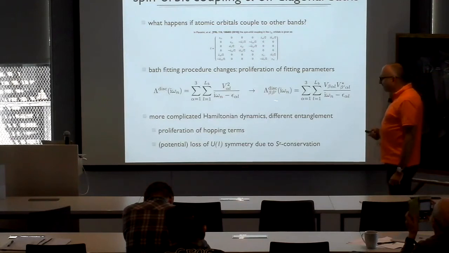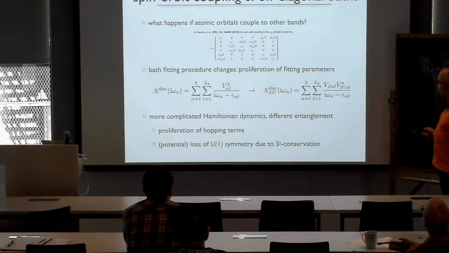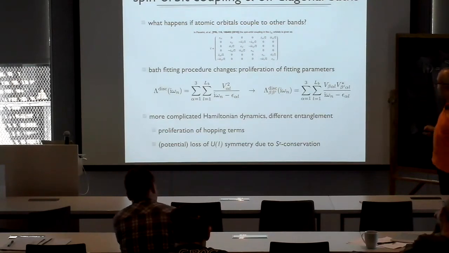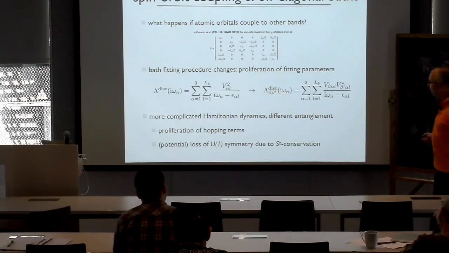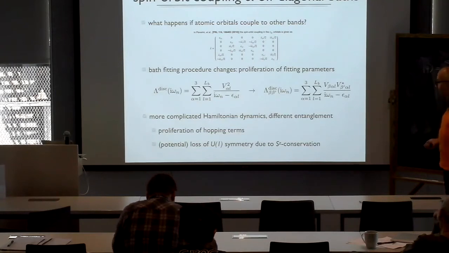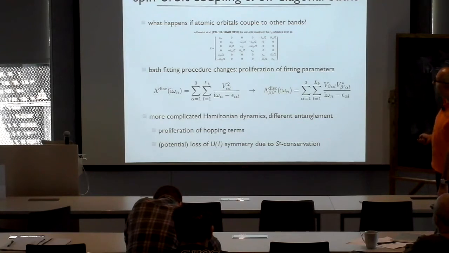And so the fitting is now one of a matrix-valued hybridization function. You have not just hoppings from the impurity to its bath, but from one impurity to a bath and back to another impurity. So there are many, many more hopping terms, many more fitting parameters, and the resulting Hamiltonian we have to deal with becomes much more complicated, and potentially we lose the U(1) symmetry. So that's the challenge we are currently facing and working on these days.